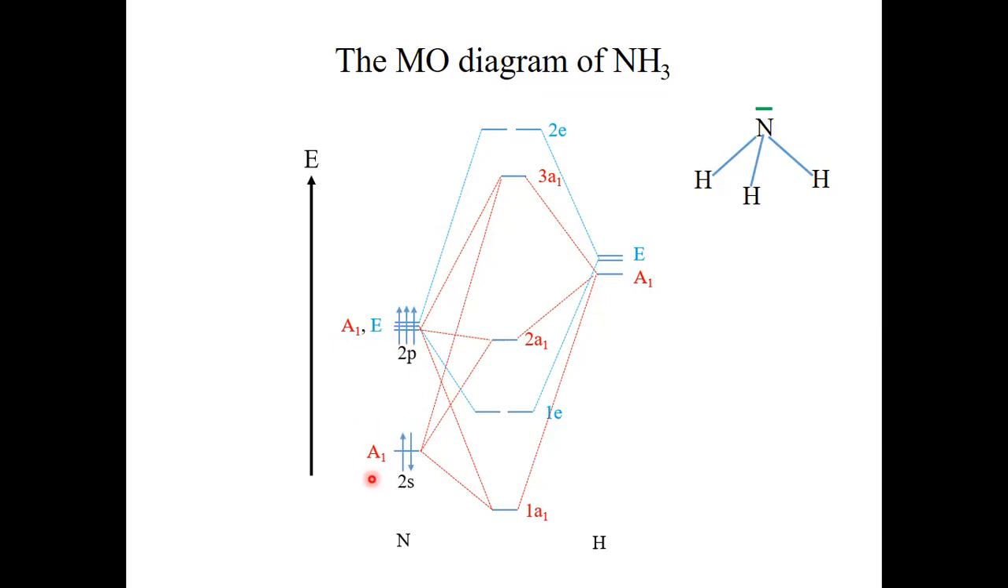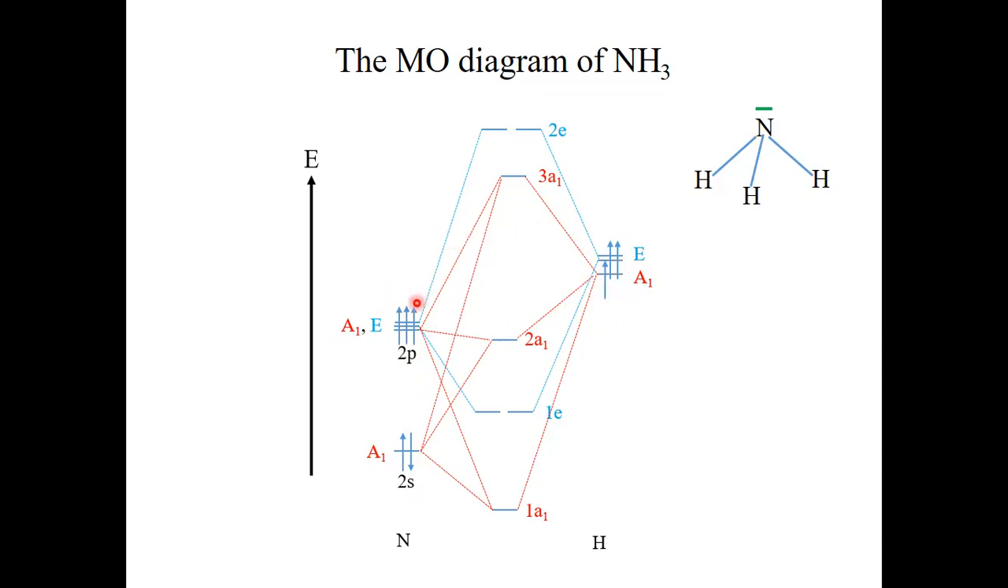So 2 of them would need to go into the 2s, and the remaining 3 of them would need to go into the 2p orbitals. So what about the hydrogens? Well, each hydrogen would carry 1 electron. So overall, we would have 3 electrons here.